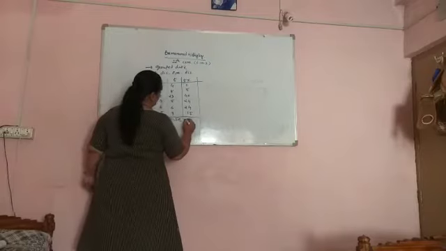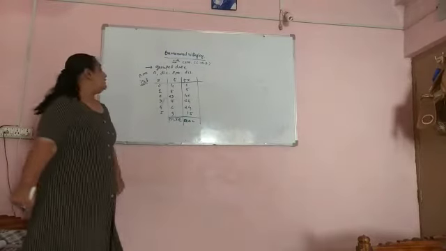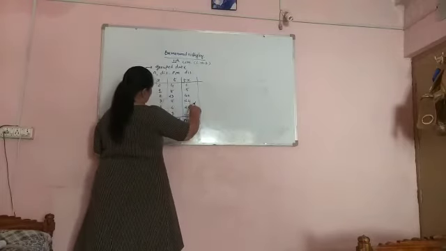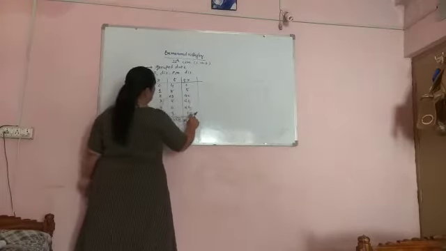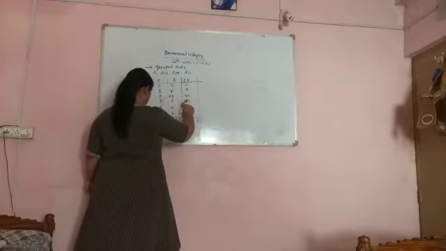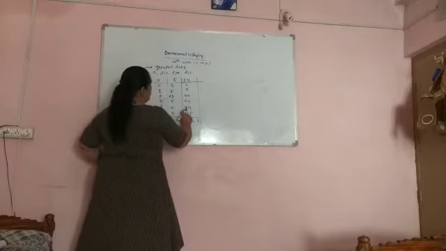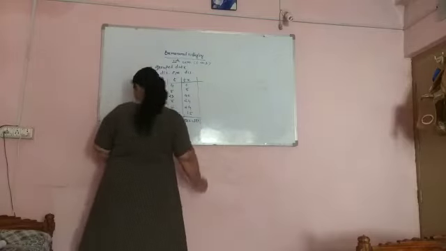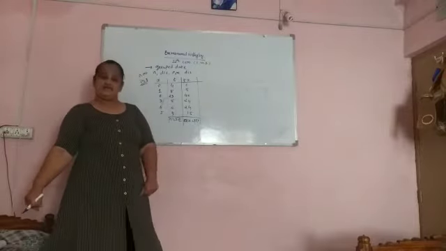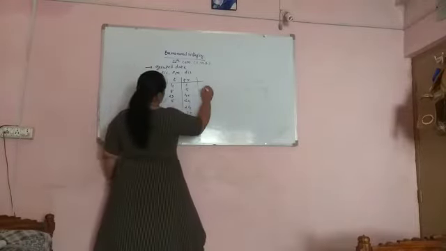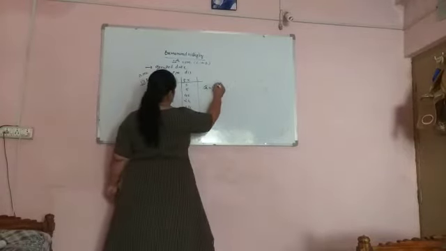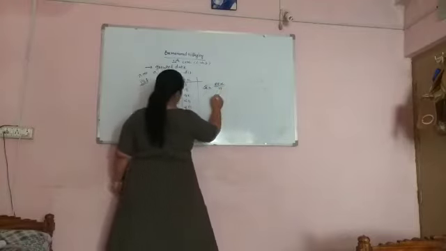Now we should do the total of fx. 6 and 4 is 10, 10 and 4 is 14, 14 and 8 is 22, and 5, 27, 2 and 4, 6, 6 and 2, 8 and 2, 10 and 1, 117. Yes, 117 is your sigma fx. Now put the formula. x bar is equal to sigma fx upon n.